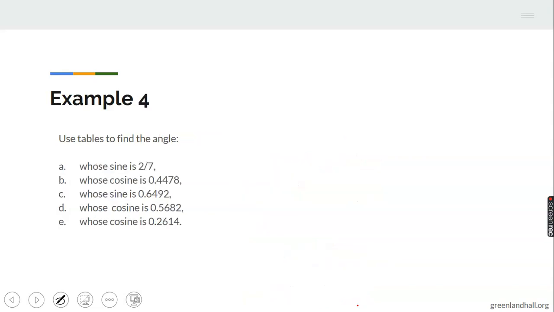Then let's continue. We want to use tables to find the angle whose sine is 2 over 7. What are we looking for here? We are looking for the angle. The ones that we did were to find the value, but here we are looking for the angle. So we have sine of that angle to be 2 over 7, cosine to be 0.4478, sine to be 0.6492, then 0.5682, then 0.2614.